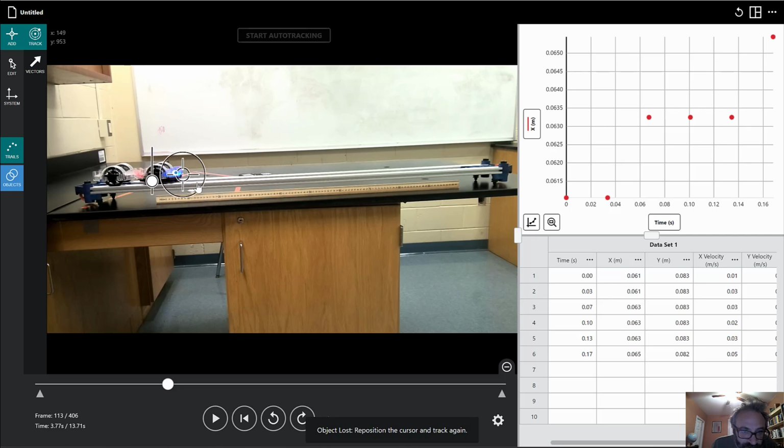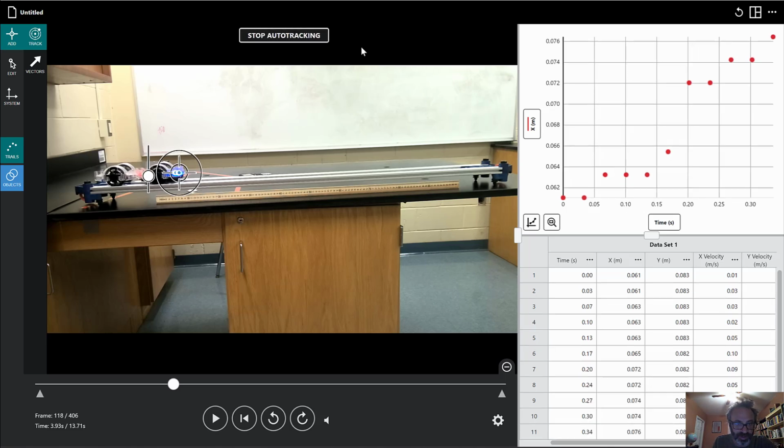Oh, it lost it. If it loses it, that's okay. You just put the target right back over the blue dot. I might need to make it a little bit bigger. Maybe I made that target too small. Make it a little bit bigger, and I'll start again.